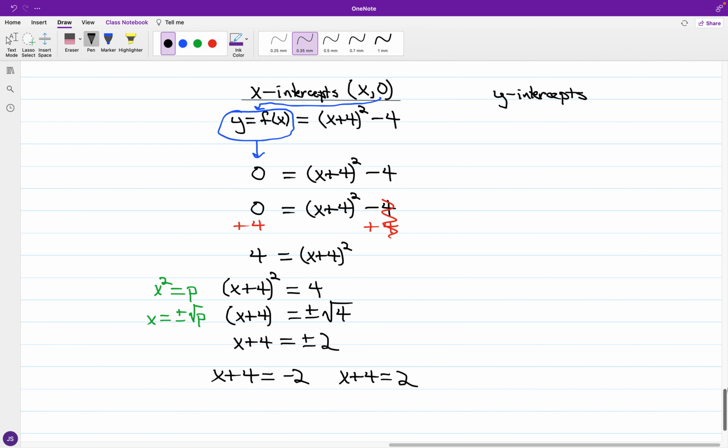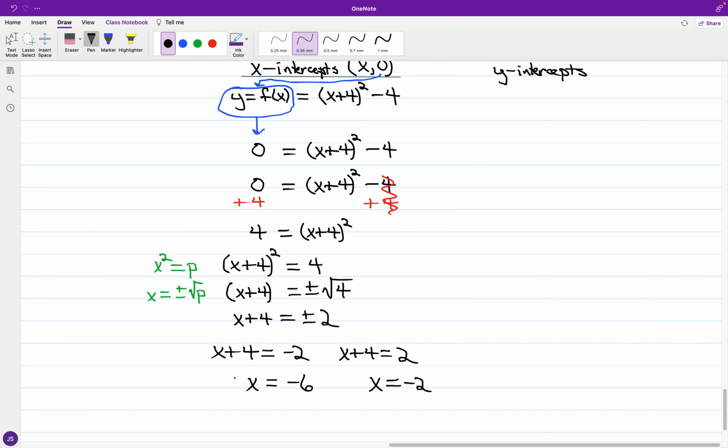Okay. All right, so if we have x plus 4 is equal to negative 2, we take 4 away from both sides. We're going to have x is equal to negative 6. And for x plus 4 is equal to 2, if I take 4 away from both sides, we have x is equal to negative 2. Right. So we have two distinct x values. So this means that there will be two x-intercepts.